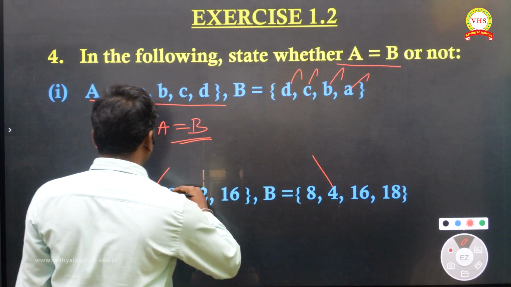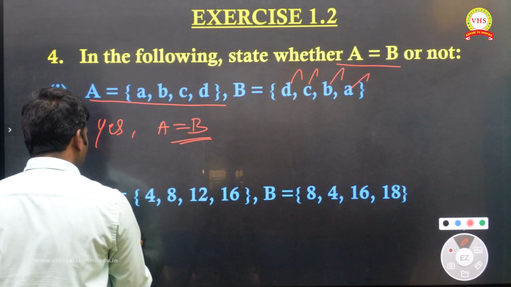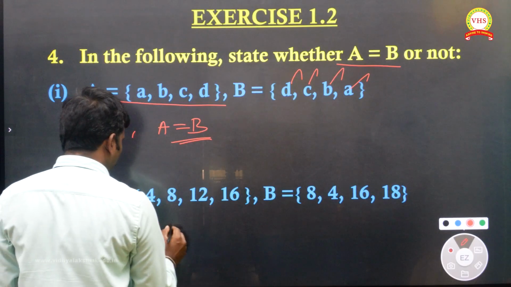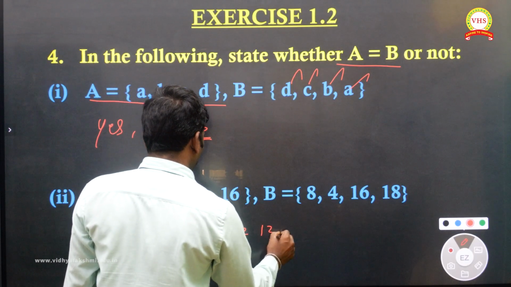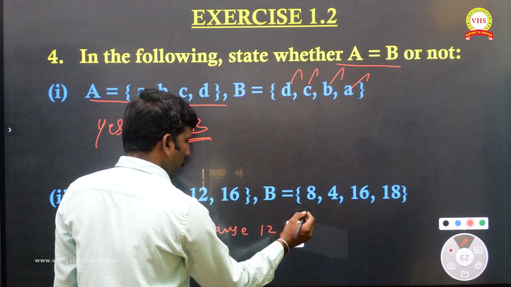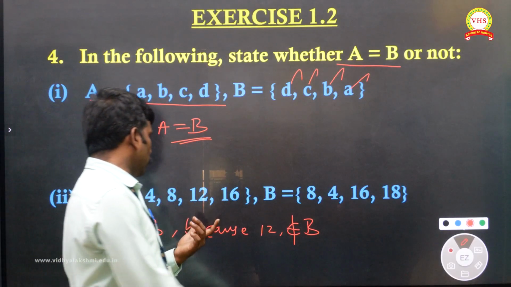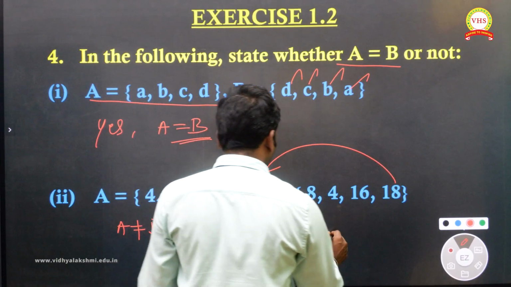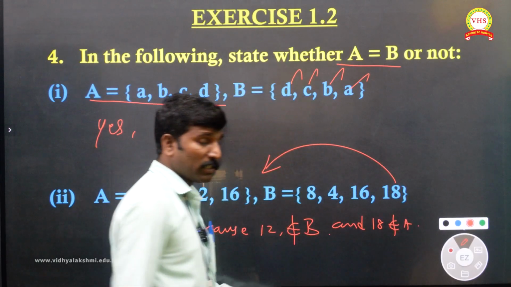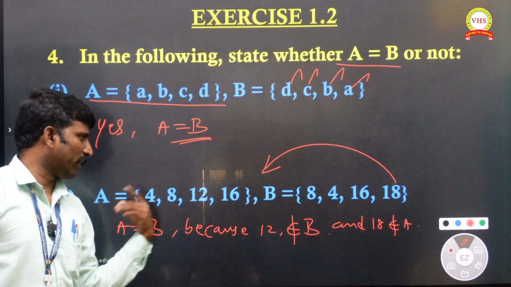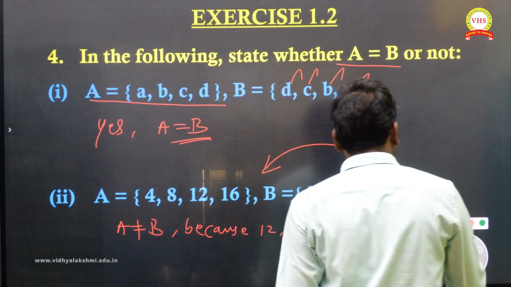Right? Fine. Here this is 4, and here also 4. 8, here also 8. 12 is not there, no? We have to write A not equal to B, because the number 12 alone, 12 does not belong to B. Even though 18 also is not here, 18 does not belong to A. These numbers are missing. If they were there, we could say they will be equal. Understand? Right? Fine. Be careful.